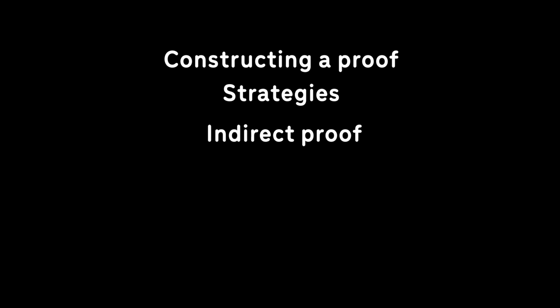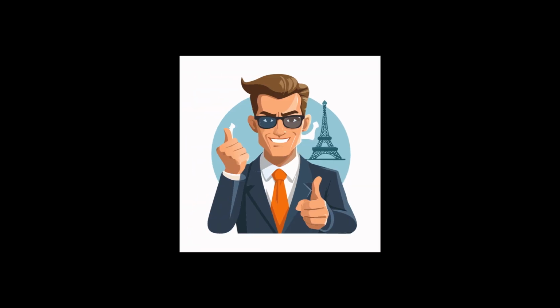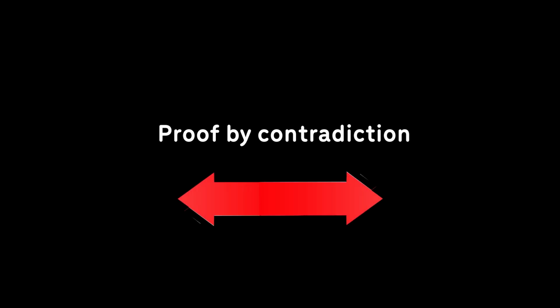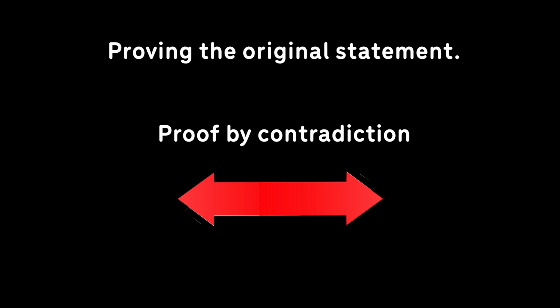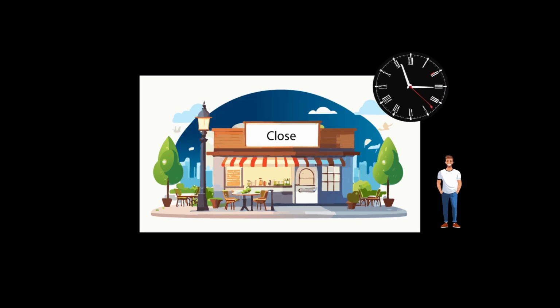When constructing a proof, mathematicians often employ common strategies such as indirect proof, which is kinda like a detective proving a suspect's guilt by eliminating all other suspects, indirectly revealing the true culprit. Then there's proof by contradiction, which assumes the opposite of the statement and derives a logical contradiction, thereby proving the original statement. Kinda like if a person claims a restaurant is open 24/7, but you get there at 3 a.m. to find it's not open, proving the claim isn't true.